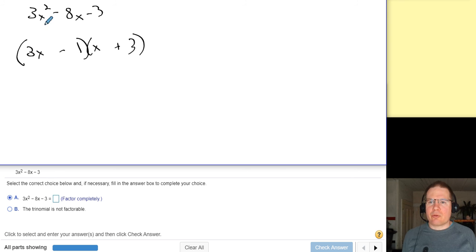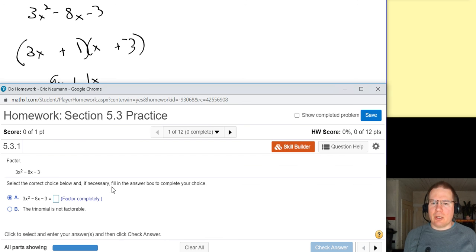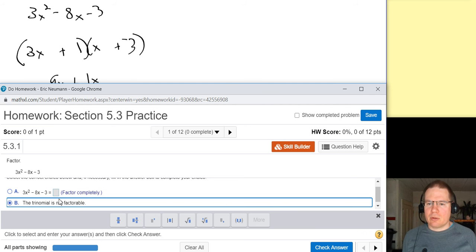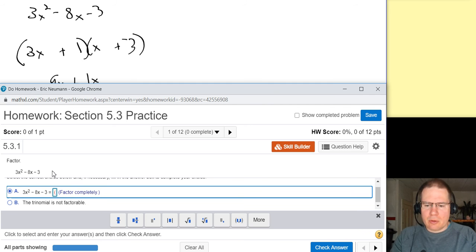So 3x squared, negative 3, good. Check the outer inner. 3x times 3, 9x, negative 1 times x, 9 minus 1, 8x. No, I want negative 8x, so everything's got to flip signs. So 3x plus 1, x minus 3.